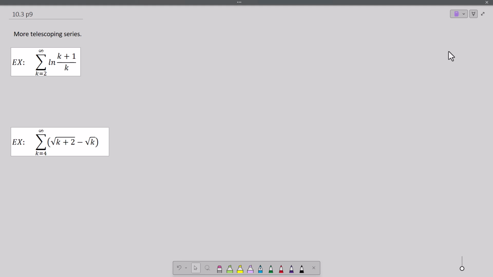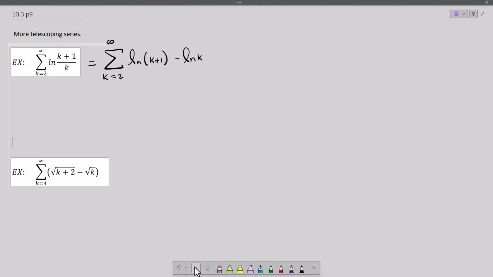Okay, so it doesn't maybe look like a telescoping series because we don't see the subtraction. But if we use our laws of logarithms, we recognize that we could rewrite this so that there is a subtraction. The laws of logarithms allow us to write that quotient like that. So that is our series. And now we're going to try to analyze whether this series converges or diverges.